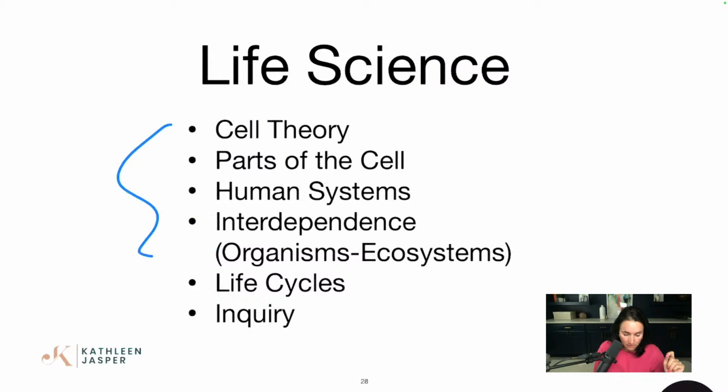Now, life science, cell theory. 3 parts of cell theory. All things come from cells. The cell is the basic unit of life, and all cells divide to make more cells. Parts of a cell, human system, interdependence, life cycles, and again, inquiry. Let's have a look at a question here.